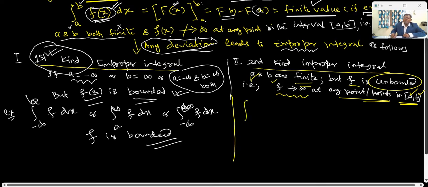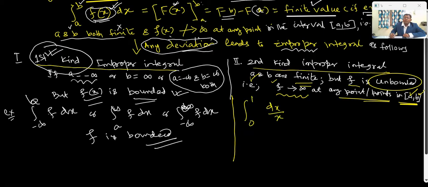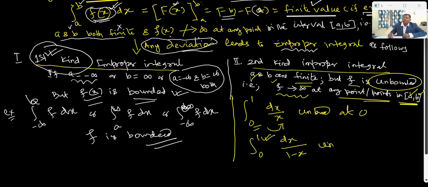For example, the integral from 0 to 1 of dx by x is unbounded at the lower limit 0, is it not? If we substitute 0 here, then the integral will not exist. If I say the integral from 0 to 1 of dx by 1 minus x, then what will happen here? At 1, this is unbounded.